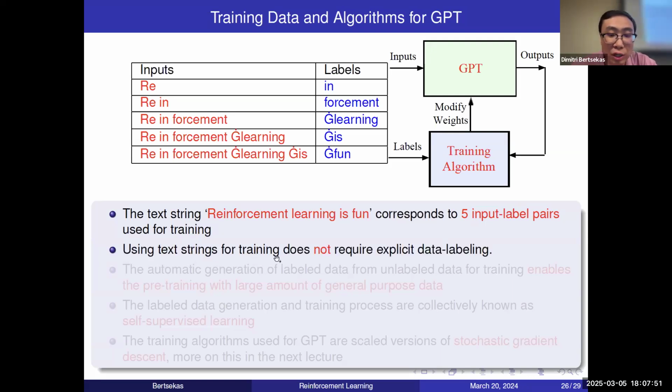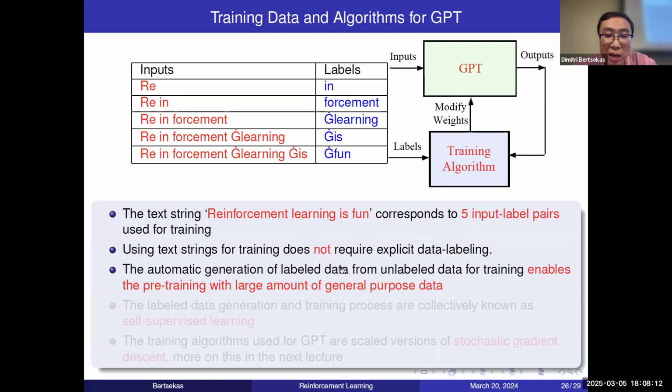Using text strings for training does not require explicit data labeling. Because of this automatic generation of input label pairs, it enables the GPT to be trained on large quantities of text strings. And this automatic generation of labeled data from unlabeled data enables the pre-training with large amounts of general purpose data.